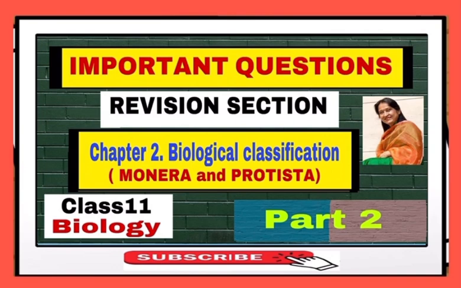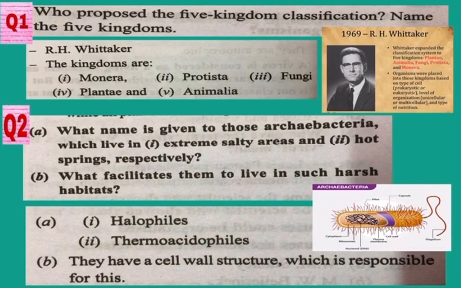Here in this video, we will discuss 15 questions from chapter number 2, biological classification, based on kingdom Monera and Protista. The rest we will complete in part 3. Here is question number 1.